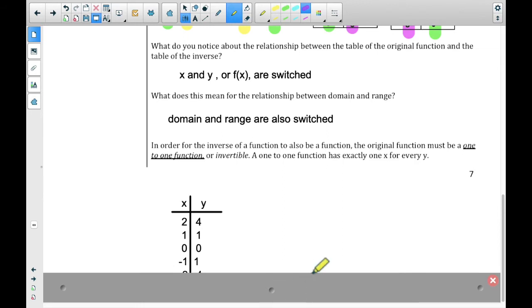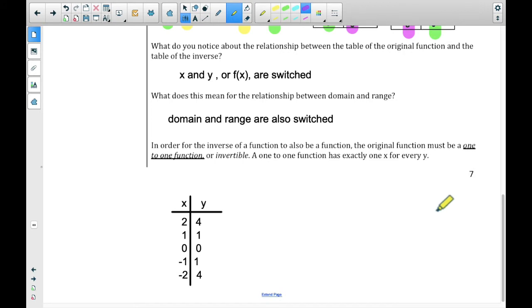One last thing is this concept of one-to-one, also called invertible. I use this word invertible because that's a word that sometimes people use on tests, like standardized tests, like MAP tests or ACT or things like that. But in this class, we will usually call it one-to-one. And so this is a question of whether something is a one-to-one function.